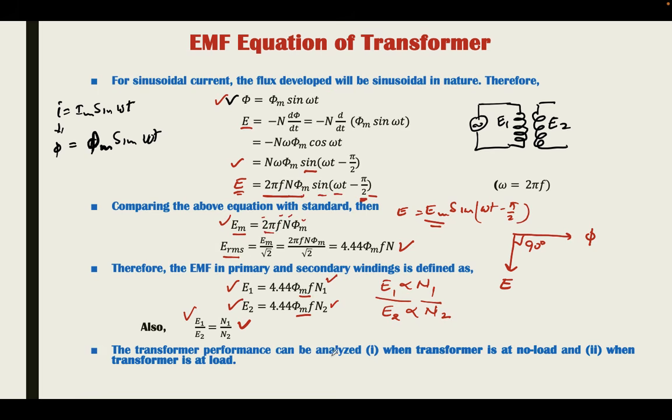The transformer can be analyzed when the transformer is at no load and when the transformer is at load. In this case, we consider there is no load on the transformer. If I connect some load, that load here means R, RL, RC, RLC. Any combination of load can be connected to the transformer.